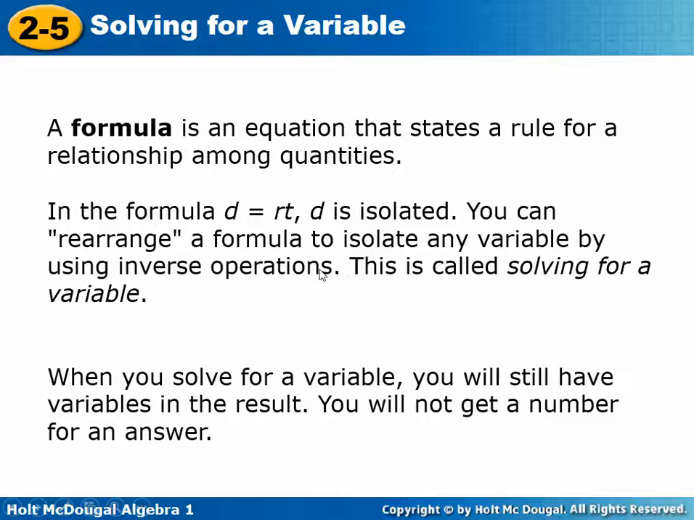We can't just flip them around, because it wouldn't be true anymore. So we have to undo the operations just like if we were solving an equation. It's important to remember that when you do this worksheet and whenever you solve for a variable, you will almost always still have variables in your answer. You're not going to get d equals 12 for an answer. You're going to get d equals rt or t equals d divided by r, or something like that. There will still be a formula when you're done, or an equation that has more than one variable in it.